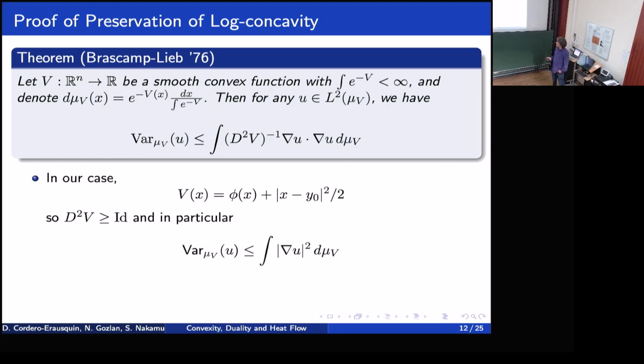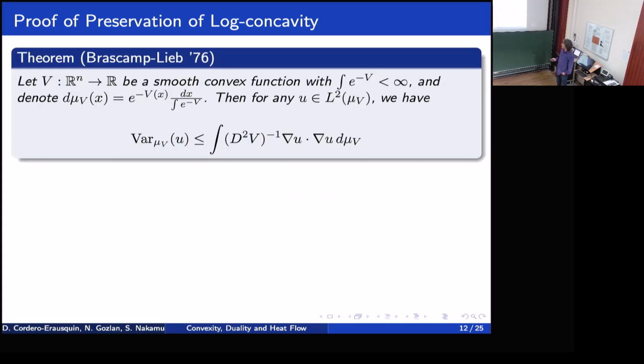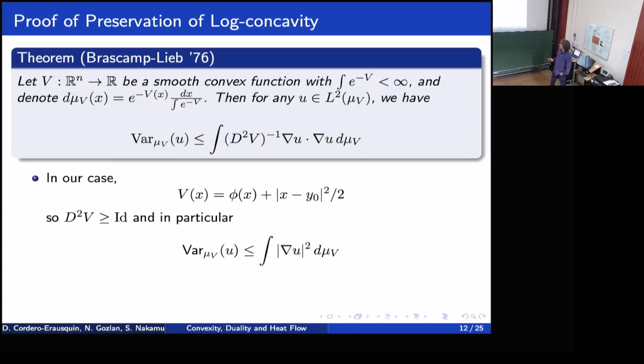Let's see in our case what it gives. If you remember, our function V was φ(x) plus this Gaussian, |x − y|² over 2, if I am not mistaken. Yeah, so this is our convex function here. And if you look at the Hessian of this, well, you have the Hessian of φ, which is non-negative, and here you will get the identity. So this Hessian is greater than the identity, so of course the inverse is smaller than the identity. So for this measure, I have this. This is a Poincaré inequality for my μ_V.